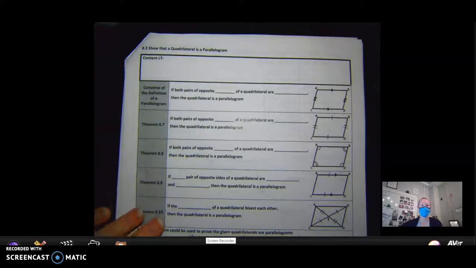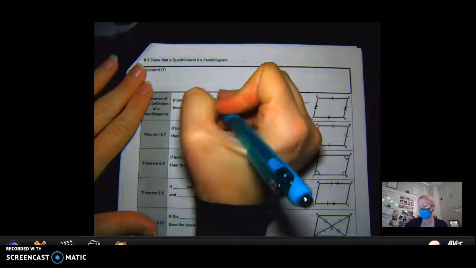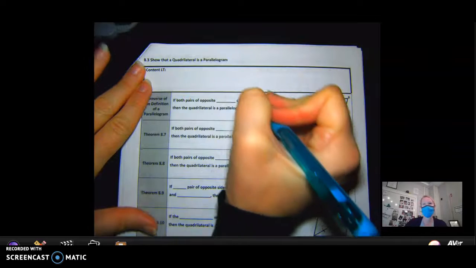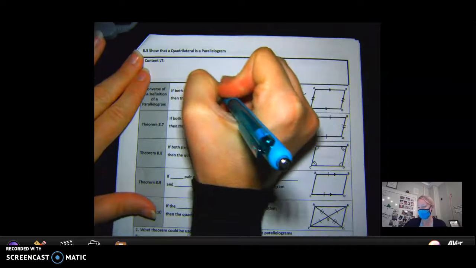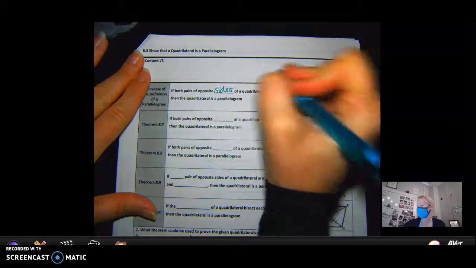Okay, so we're going to start 8.3. Show that a quadrilateral is a parallelogram. Converse of a definition of a parallelogram. If both pairs of opposite blanks of a quadrilateral are blank, both pairs of opposite what? Sides, good. Of a quadrilateral are parallel.